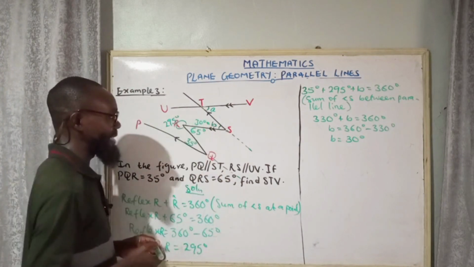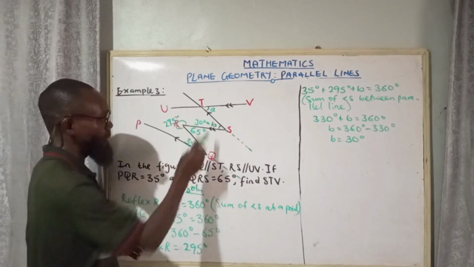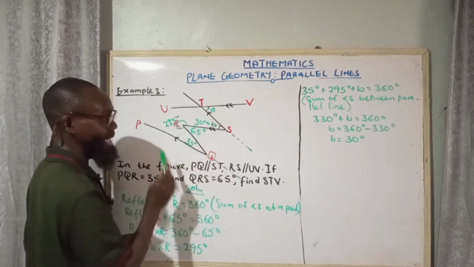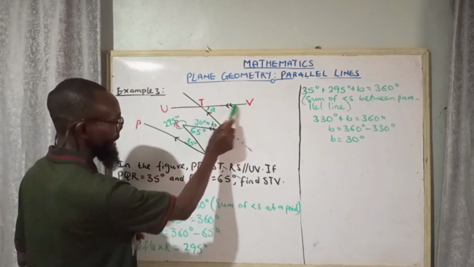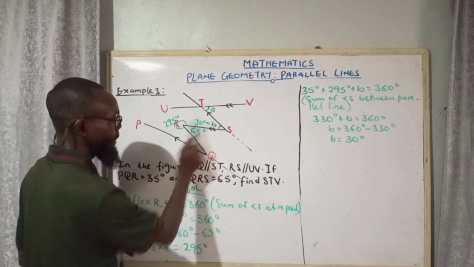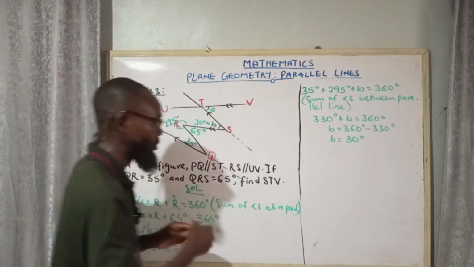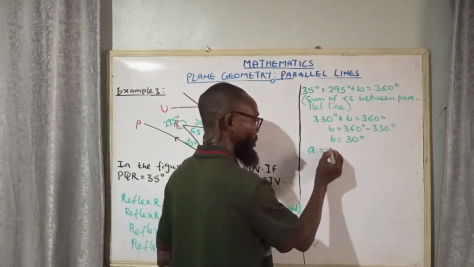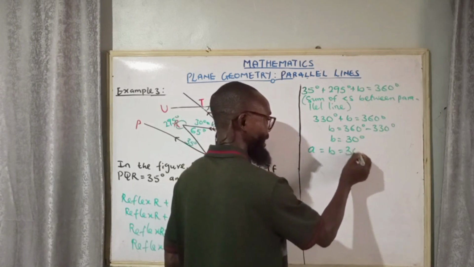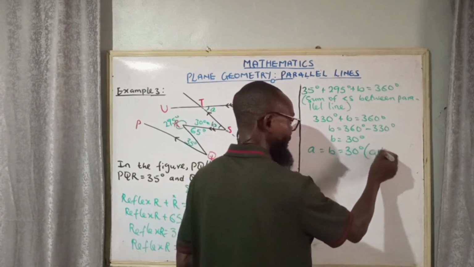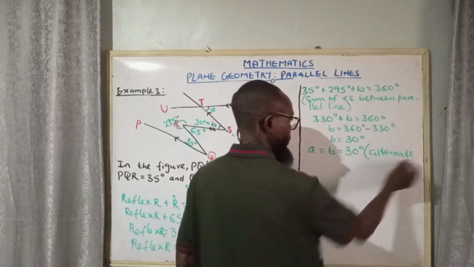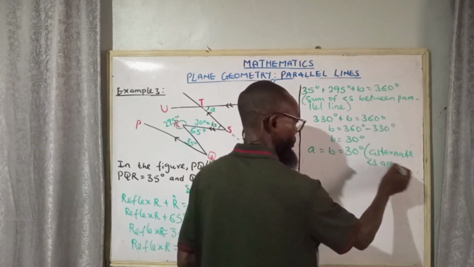Fine. Now, as I explained earlier on, angle A will equal angle B. Alternate angles are equal. Look at this, making a Z angle, because this line is parallel to this line. So I'm going to form a Z angle. Angle A is equal to angle B is equal to 30 degrees. Reason: alternate angles are equal.